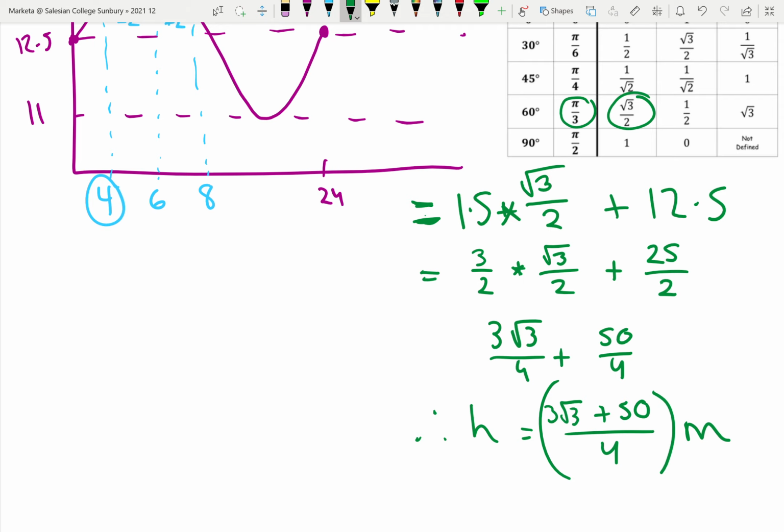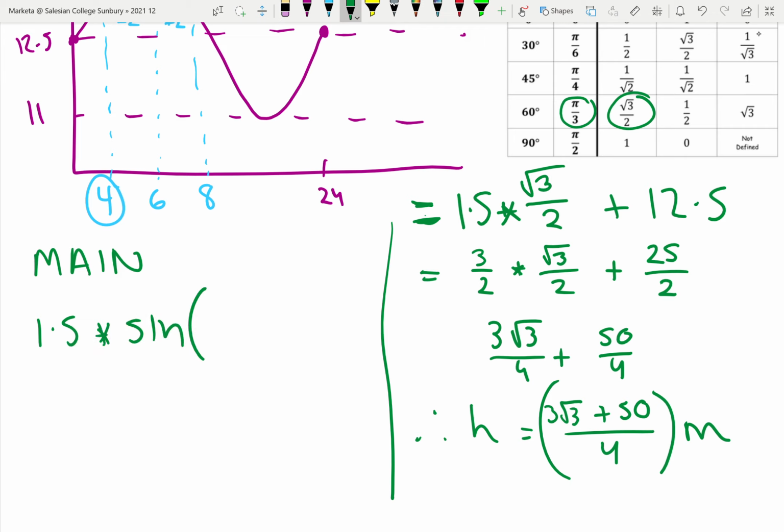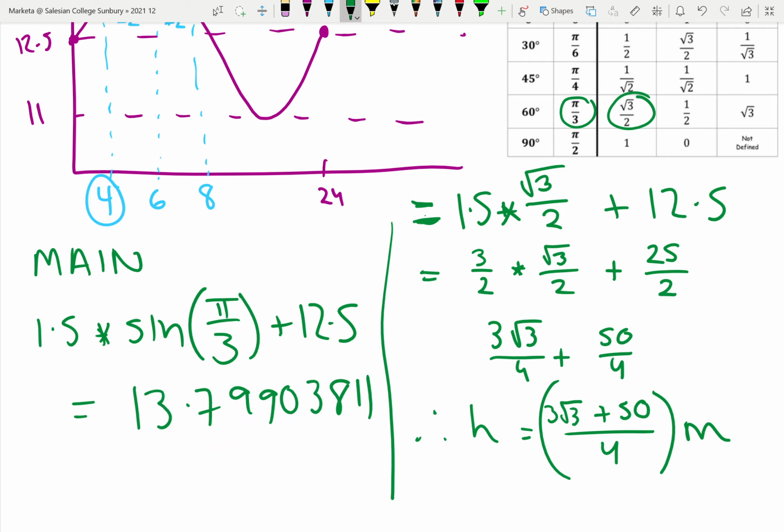To do it on CAS, which would be a lot simpler and more straightforward, we could just sub our value in straight away. So you don't even need to use solve. We're just in main, and we're just typing in 1.5 times sine pi on 3 plus 12.5. And here's one I did earlier. That will equal 13.799038811. But we're doing to 1 decimal place, so we'll make it 13.8 meters. So that would be our final answer.